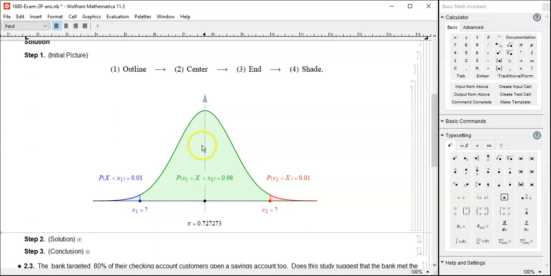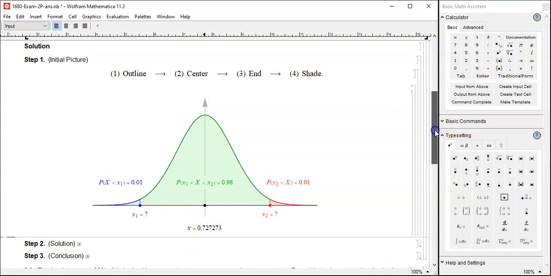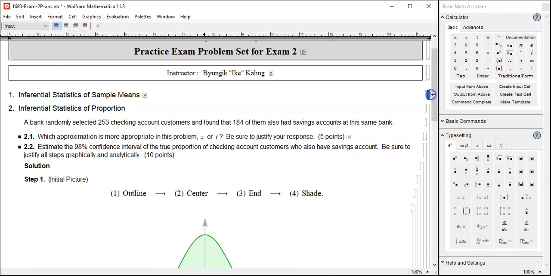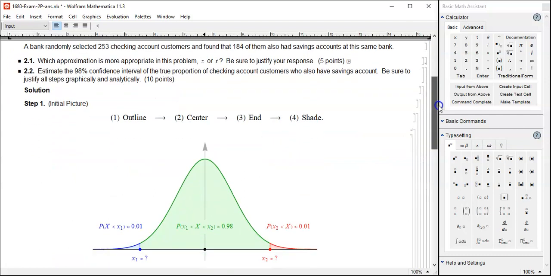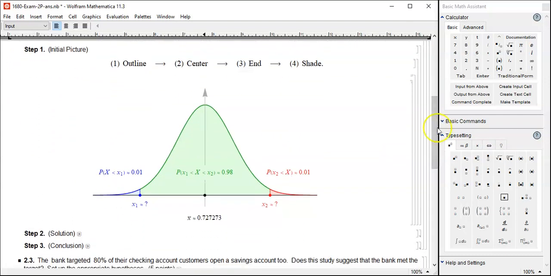Okay, and then 98% in the middle, 1% here, 1% there, total adding up to 100%. All good. Now let's go to the solution. So how do you use this Z-score formula? Z is end minus center over SE. Where is SE? If you had standard deviation as before, you had the standard deviation over square root of n.